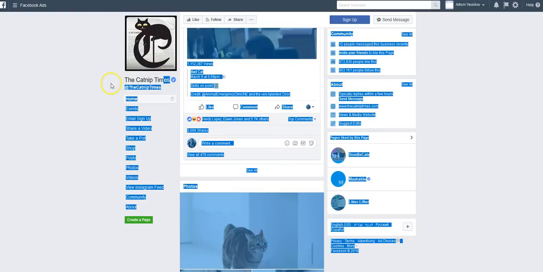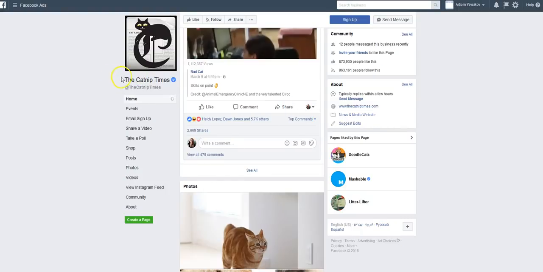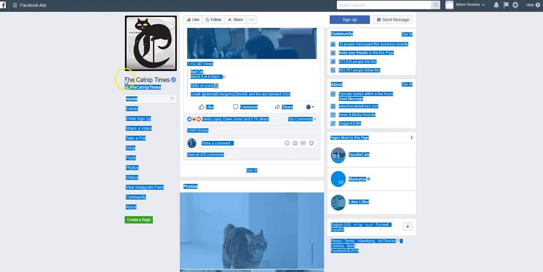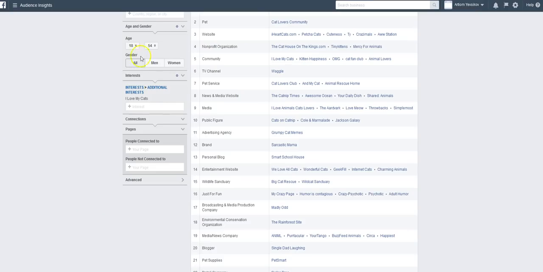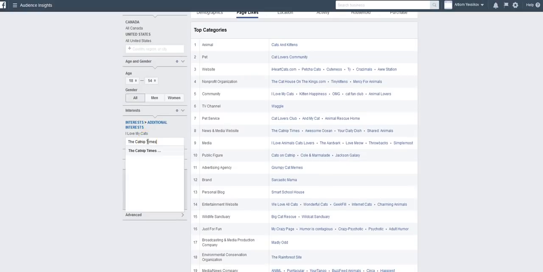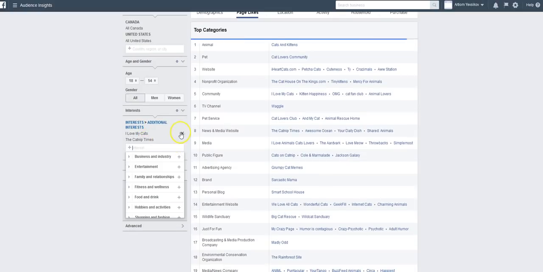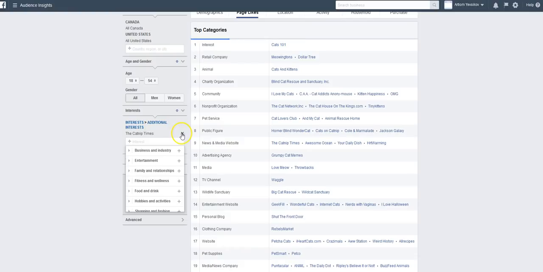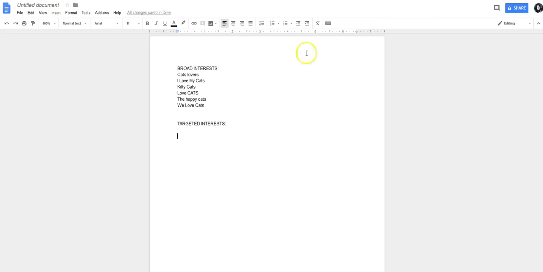We're going to take this page name, okay? Come to me. Oh! Catnip Times. And we're going to check if it's a targetable interest. If it is, okay, it is. Nice. So we're going to take this interest and put it here. Catnip Times. Alright?